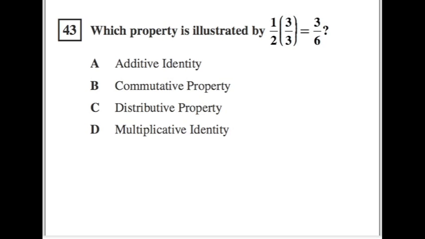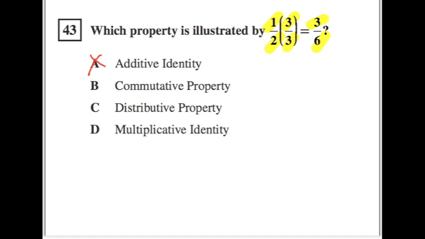43 says, which property is illustrated by 1/2 times 3 over 3 equals 3 over 6? So the first thing we want to do here is make sure the work is done correctly. So 1 times 3 is 3, good. 2 times 3 is 6, good. All right, so now let's look and see what property it represents. So additive identity, well, first of all, it's not adding, so that's really easy to see that that one's not it. Commutative property, remember, sounds like communicate, so that means to talk. So can 1/2 talk to 1/2 over here?